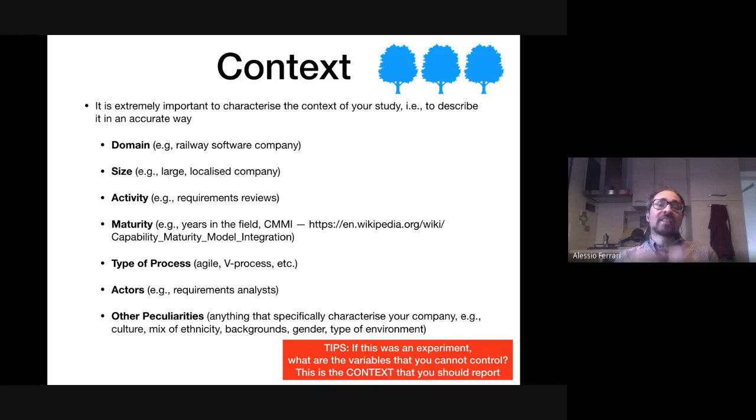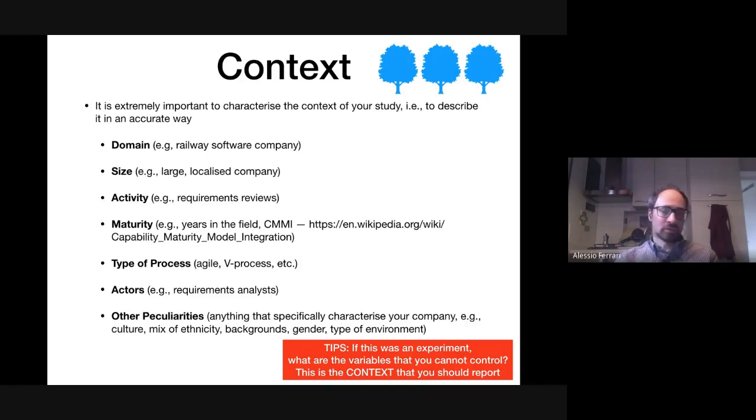To which extent your context is similar to theirs, so that they can understand that your conclusions can be applied also to their cases. The way to understand how to frame the context, how to explain it, is described in this tip. The question that you should ask yourself is, if this was an experiment, what are the variables that I cannot control, that are taken as given? This is the context that you should report.